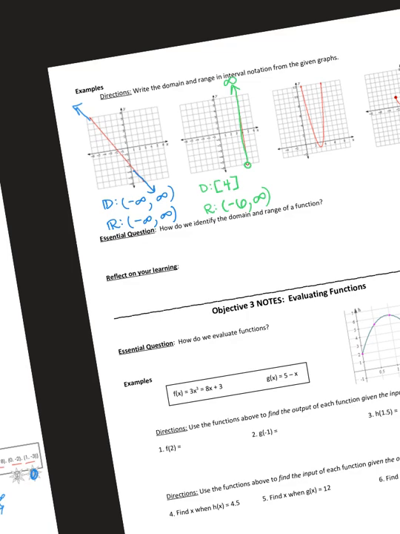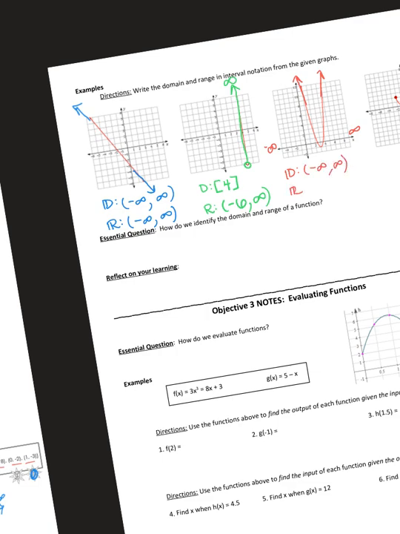For this third example, for our domain, if we look at our arrows here, our graph continues to go left and left and left, and it's going to head all the way towards negative infinity. It's going to be slow and really tall, but it's going to head towards infinity. And the right side is going to reach towards a positive infinity. So our domain is negative infinity to positive infinity.